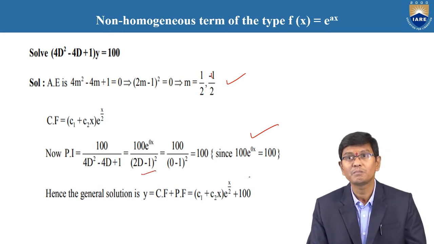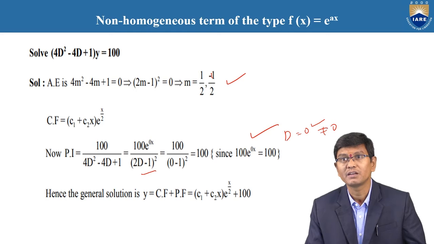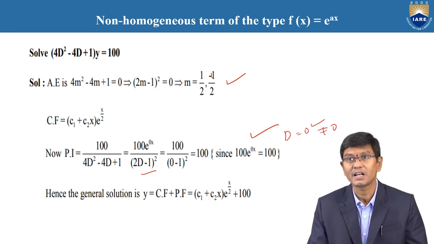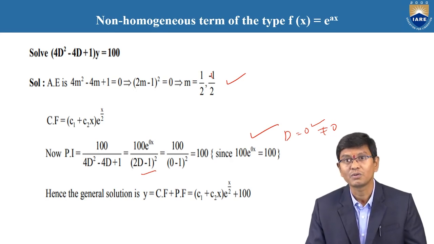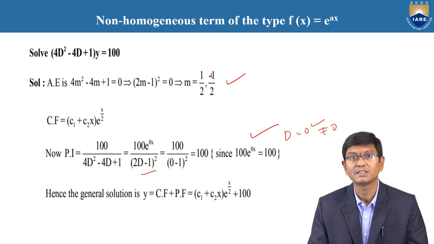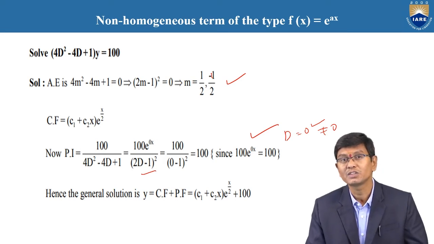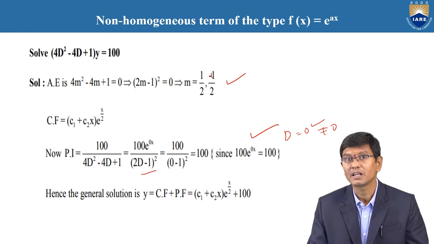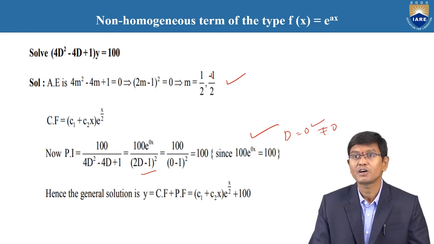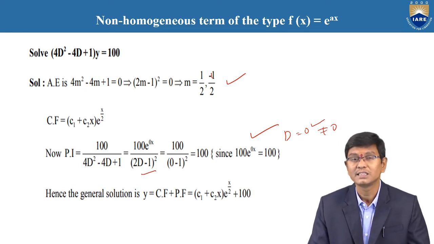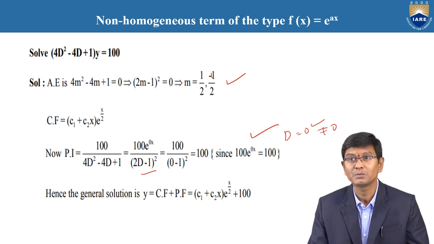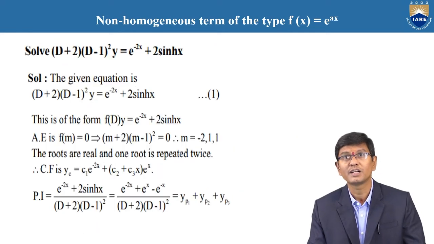Once again, when we replace D with 0, the denominator is not equal to 0. According to the procedure, the particular integration is 100. Therefore, the total general solution of the given differential equation is the complementary function plus the particular integration. So the solution is (c1 + c2 x) e^(x/2) plus 100, which is the particular integration. Now we need to discuss one other problem based upon that.